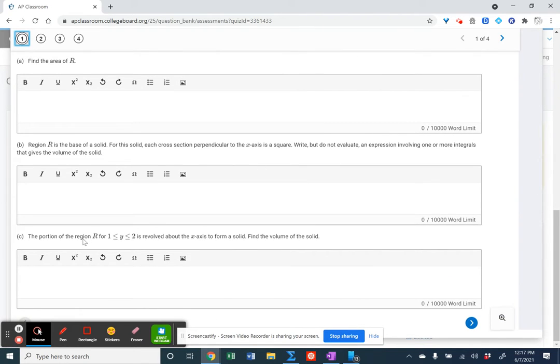A lot of people misread this. Okay, so if you took this exam, be careful with this part, because a lot of you didn't notice or didn't understand that the 1 and 2 are bounding y values, not x values. But it says the portion of the region R for y between 1 and 2 inclusive is revolved around the x-axis to form a solid. Find the volume of the solid.